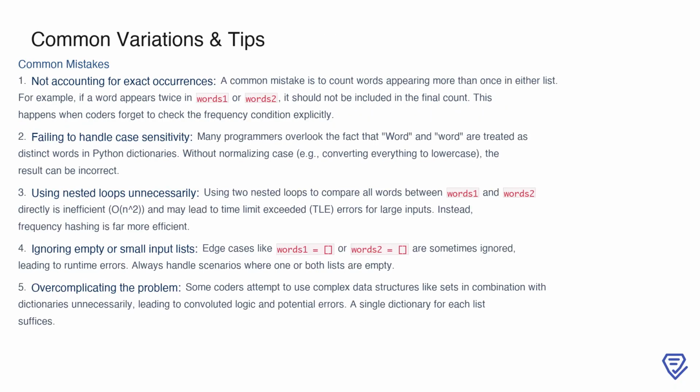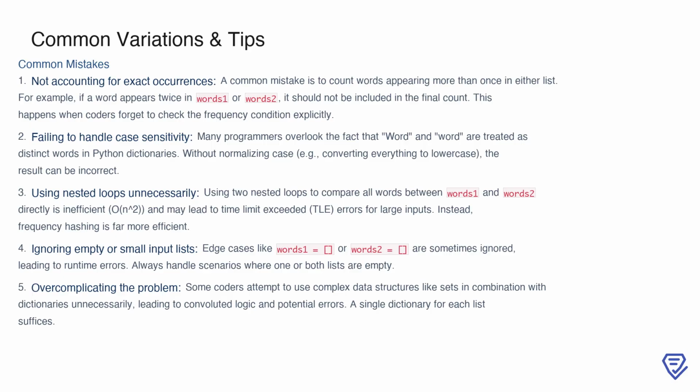When working on this problem, there are several common pitfalls to watch out for. First, one of the most frequent mistakes is not accounting for exact occurrences of words. For example, if a word shows up more than once in either words 1 or words 2, it shouldn't be part of the final count. This often happens when coders fail to explicitly check the frequency condition.